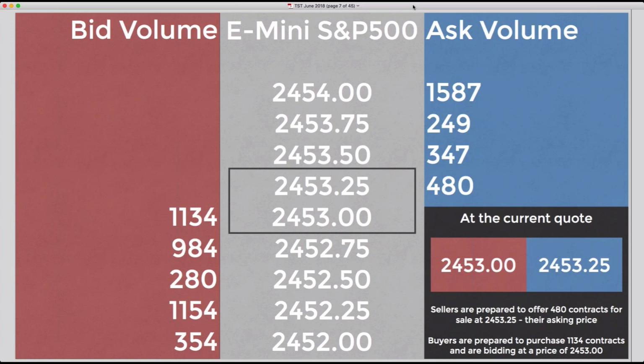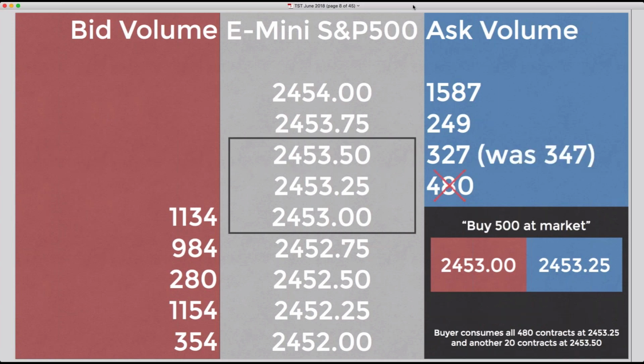But what happens based on volume if a trade occurs? So here, somebody enters an order into the market to buy 500 contracts at market. The quote was 53, 53 and a quarter. There were 480 contracts available to be bought. If 500 are bought at market, those 480 that were available to be bought will be consumed, and then the price quote, if those 480 were not replenished, would expand to 53, 53 and a half.